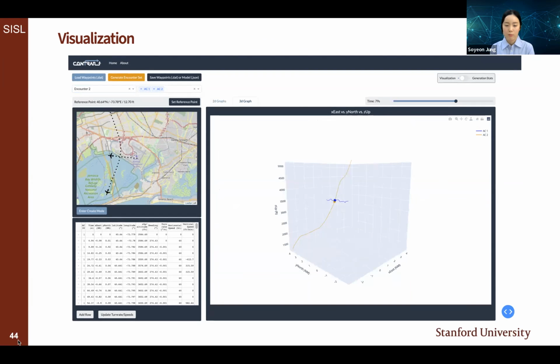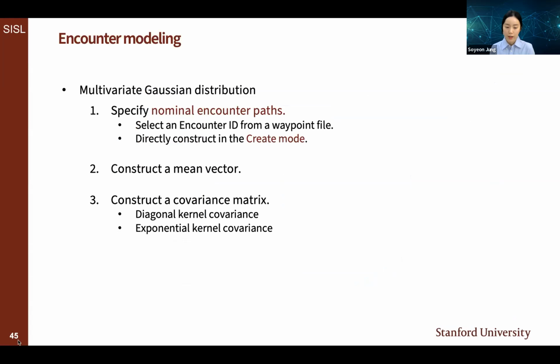This allows us to monitor the risk of collision more intuitively. In CONTRAIL, we can build an encounter model as a multivariate Gaussian distribution. We first need to specify the nominal encounter path by either selecting an encounter set from a loaded waypoint file, which was explained in the previous slide, or by directly constructing them in the create mode.